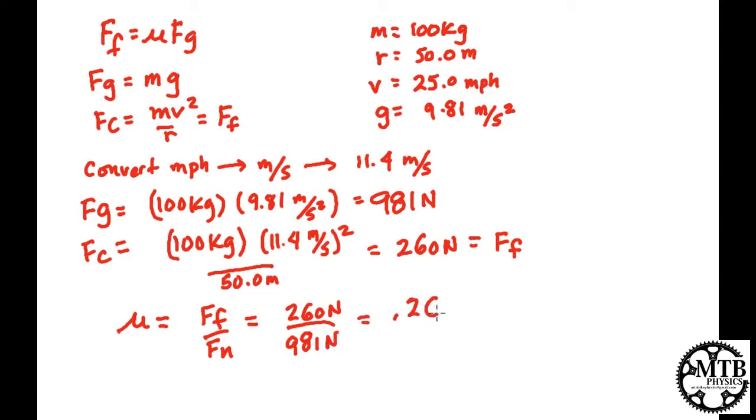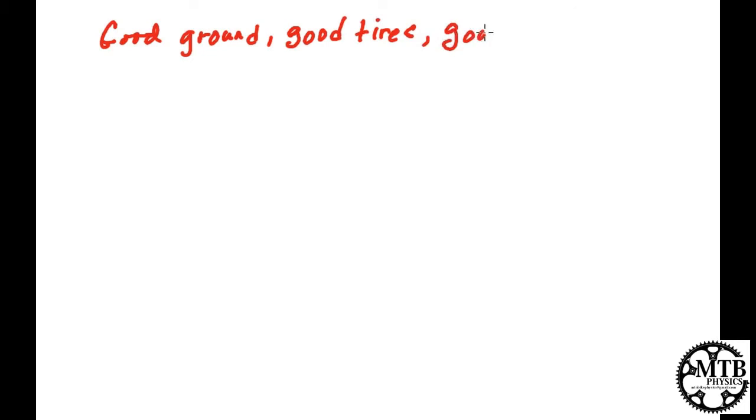A good coefficient of friction for this trail is 0.4. So we have plenty of chance to get around that turn without failure. Now, how fast could we go? Well, good ground, good tires, good skill. Let's calculate for our maximum velocity.